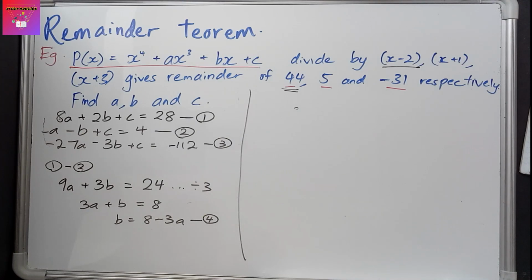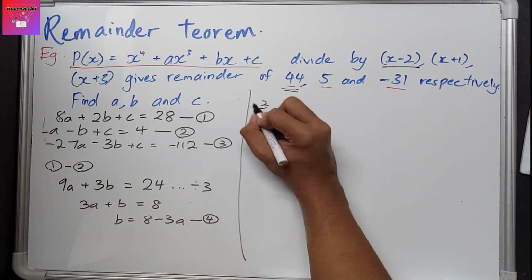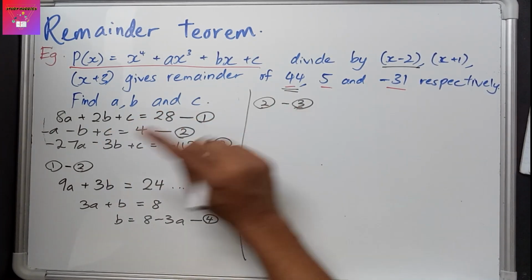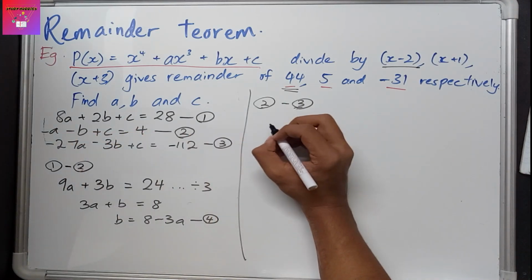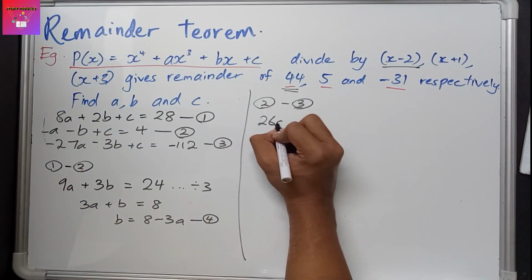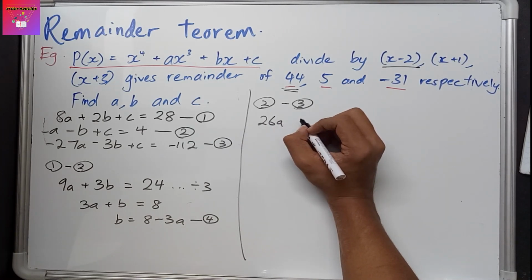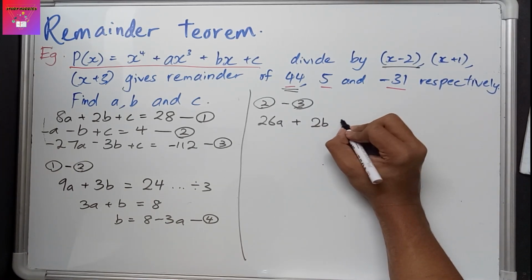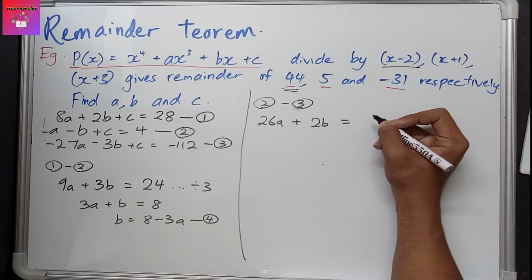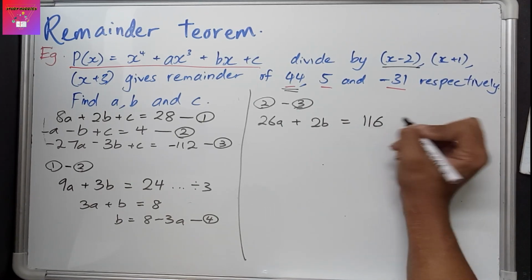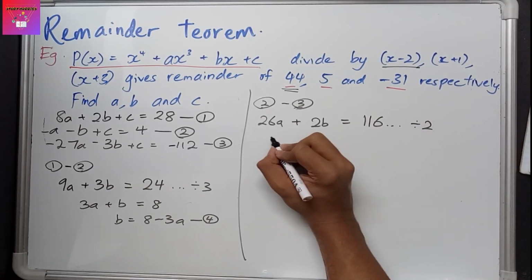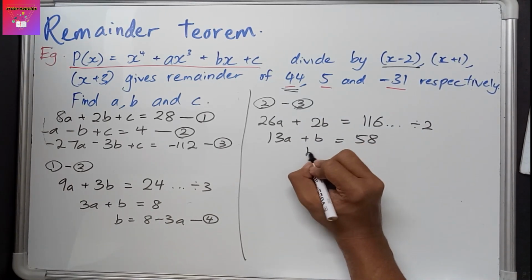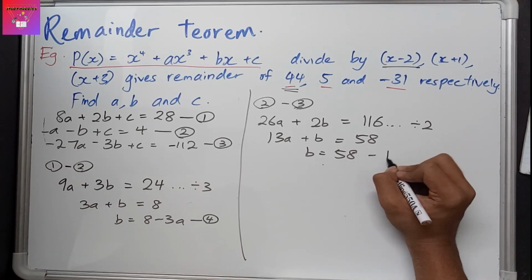So next I can also do equation 2 minus equation 3. The reason I'm using the elimination method for now is to remove the c values. So 2 minus 3, negative a minus negative 27a, I'm going to get 26a. Negative b minus negative 3b is going to be positive 2b. And for 4 minus negative 112, it's going to be 116. So I can divide this whole equation by 2, in which I'm going to get 13a plus b equals 58, where b equals 58 minus 13a.